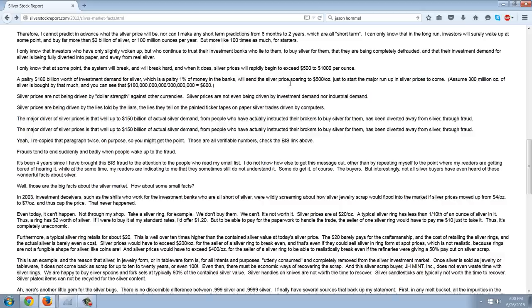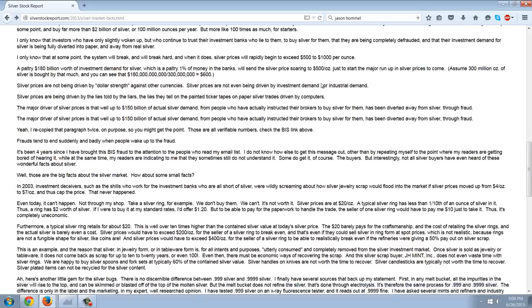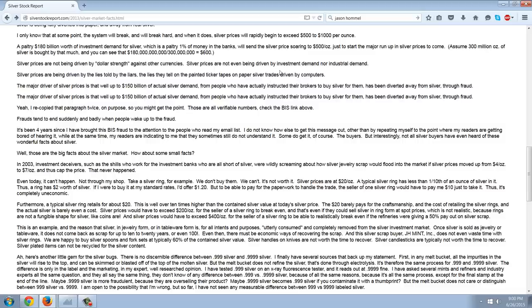Silver prices are not being driven by dollar strength against other currencies. Silver prices are not even being driven by investment demand or industrial demand. Silver prices are being driven by the lies told by the liars and the lies they tell on the painted ticker tape on paper silver trades driven by computers. The major driver of silver prices is that well up to $150 billion of actual silver demand from people who have actually instructed their brokers to buy silver for them has been diverted away from silver through fraud.